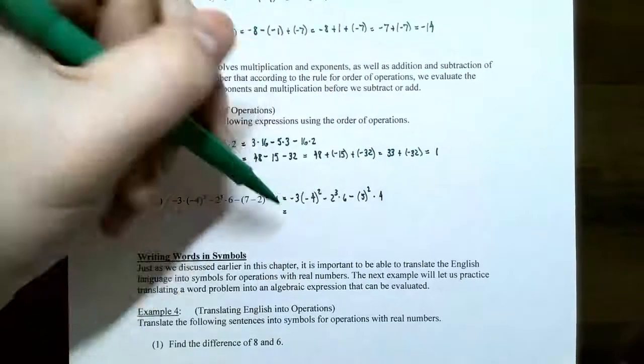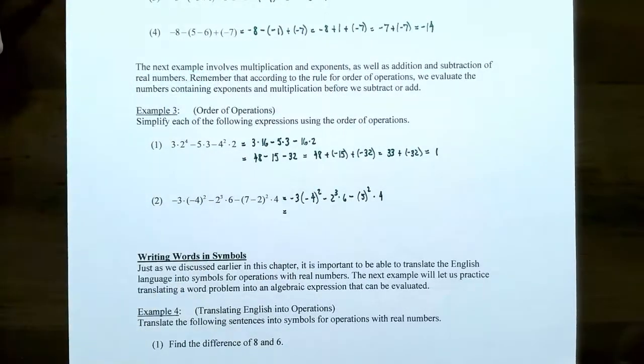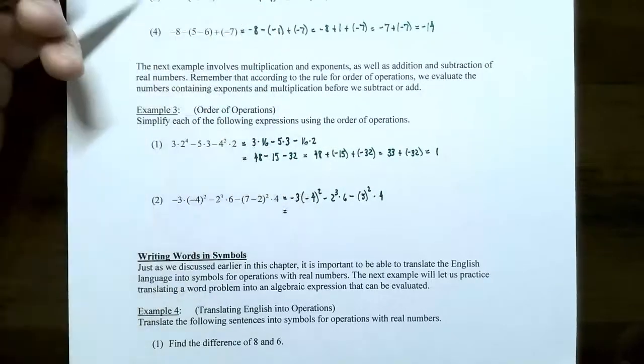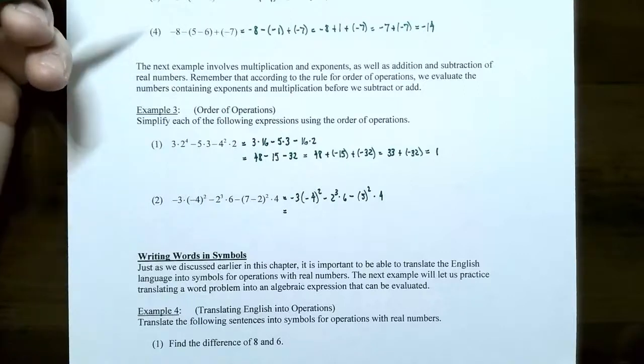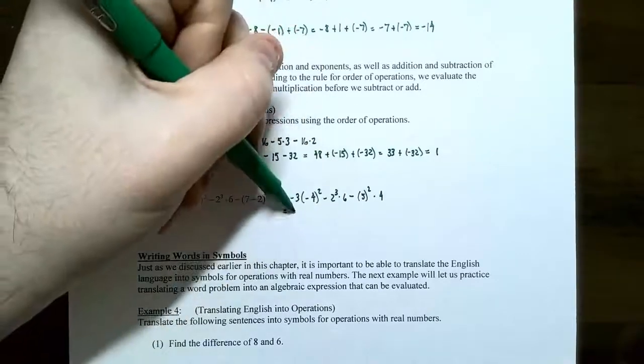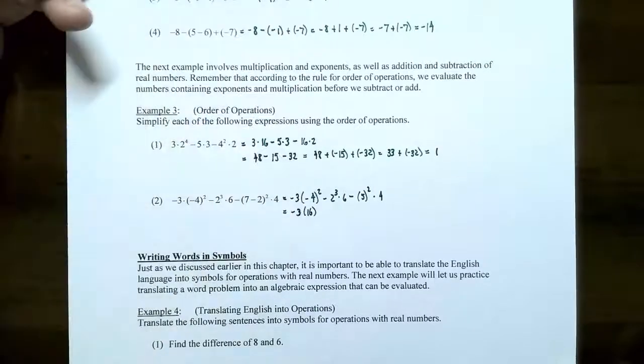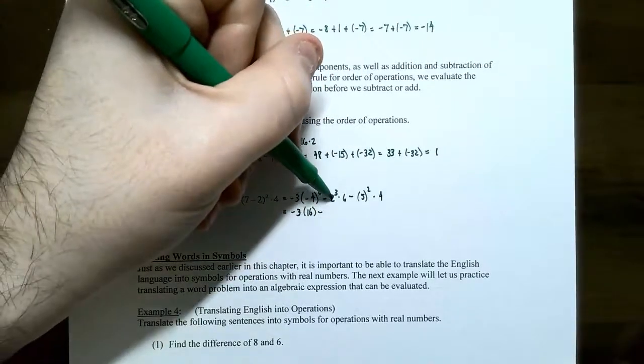Okay, next step. We've done all the parentheses. So now let's move on to exponents. You have negative 4 in parentheses squared. So that's negative 4 times negative 4. That's positive 16. So negative 3 times positive 16 minus 2 to the third power.